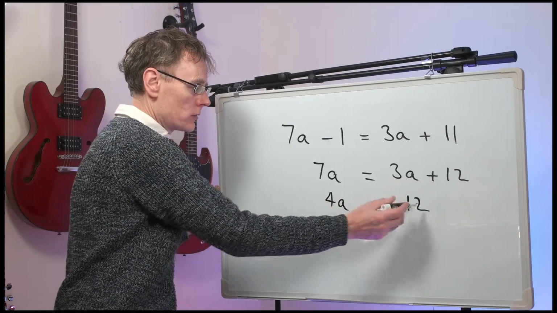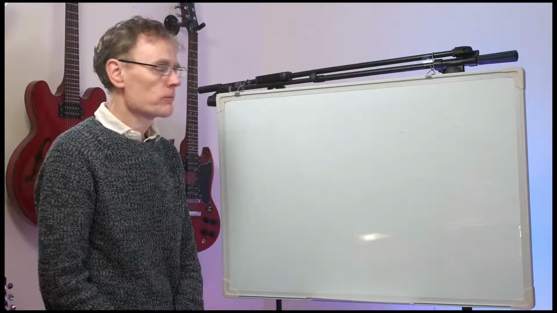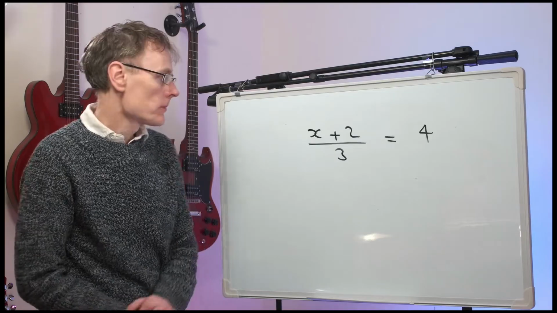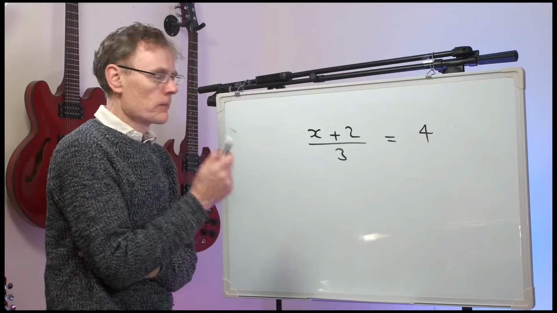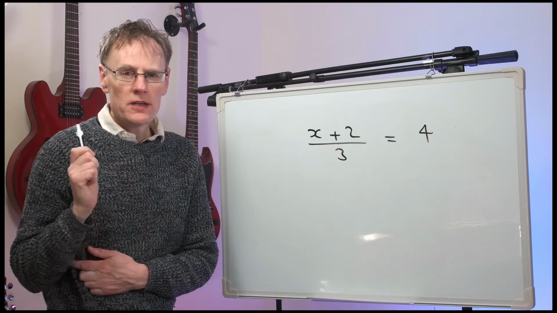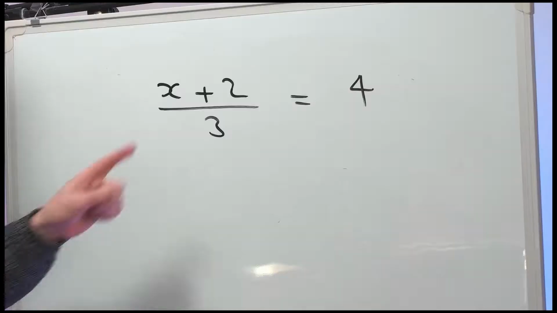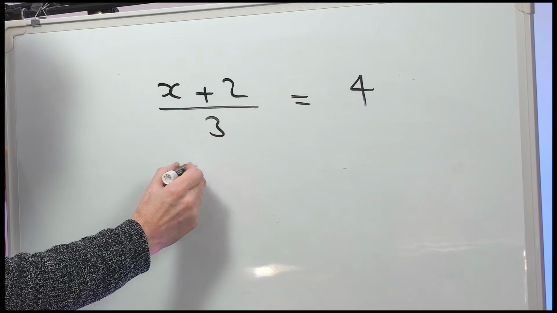So 4a equals 12, a equals 3. Here's another equation. x plus 2 divided by 3 equals 4. Now, I want to get rid of things I don't want. I want to get rid of that divided by 3. It's in the way. So, I'm going to multiply this side by 3.